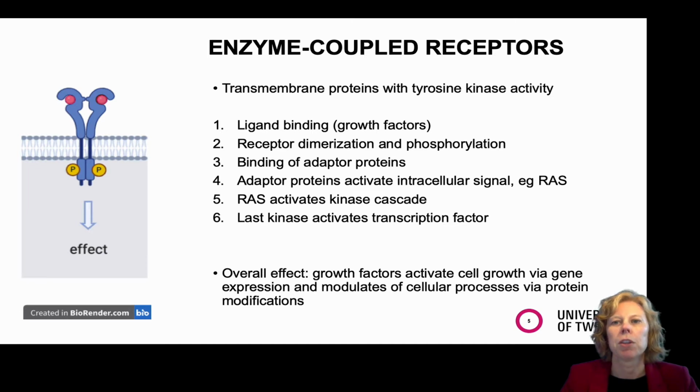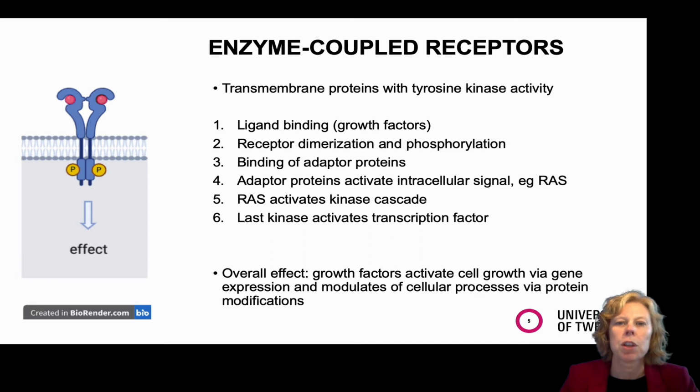Enzyme-coupled receptors are a group of transmembrane receptors that have either intrinsic tyrosine kinase activity in their cytoplasmic domain, or they interact with another protein that acts as an enzyme. The group of receptors with intrinsic tyrosine kinase activity are called receptor tyrosine kinases, and this group is much smaller than the GPCR family, with around 60 unique receptors.